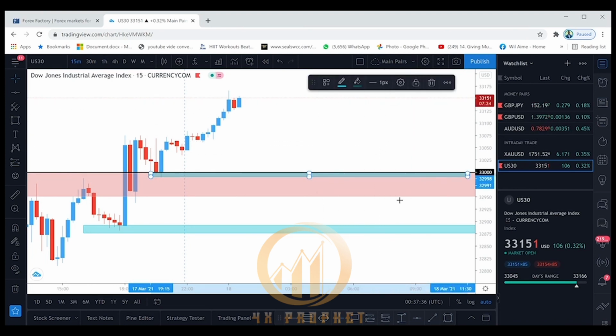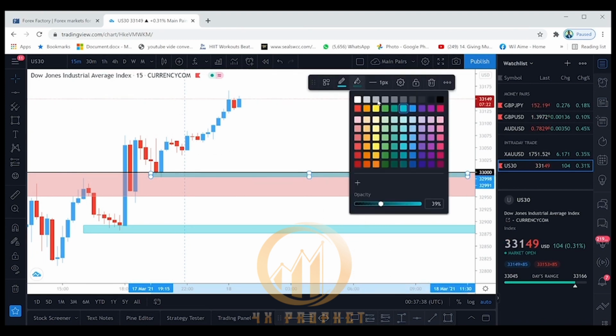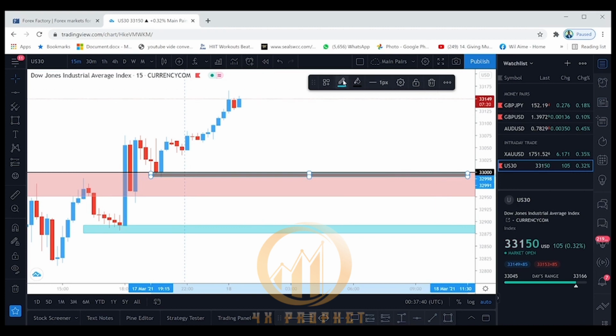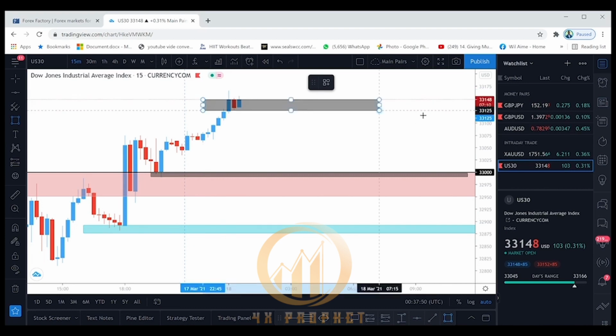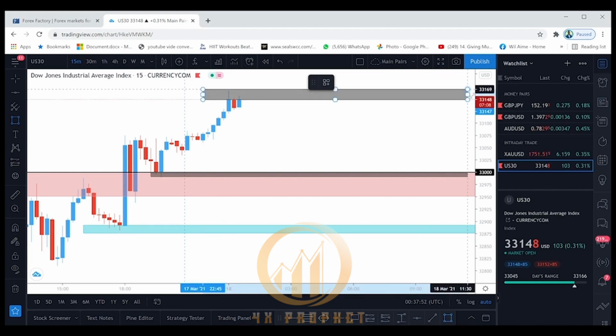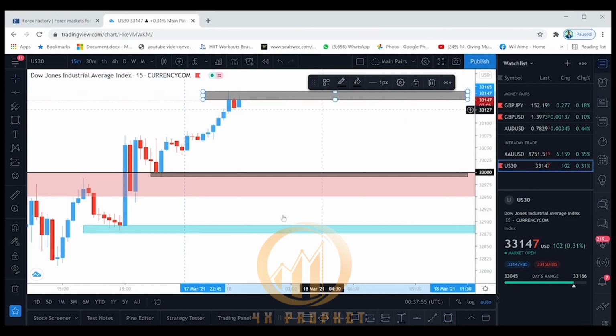And what else I'm going to do now is just change this color to black. Remember, you don't have to use my color codes. You could use whatever color code you want. This right here would be my resistance zone, right? Because you can see it struggled. You can see it struggling, and it's still struggling right now to break this. This is my 15-minute. So what I'm going to do right now is put this up here. Now this is my resistance and my support.